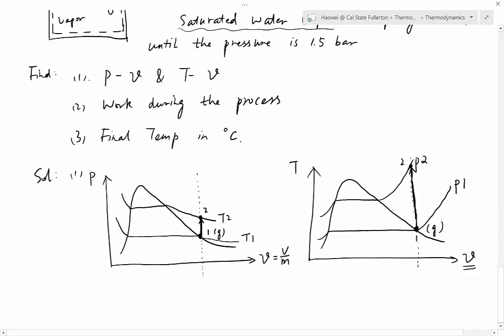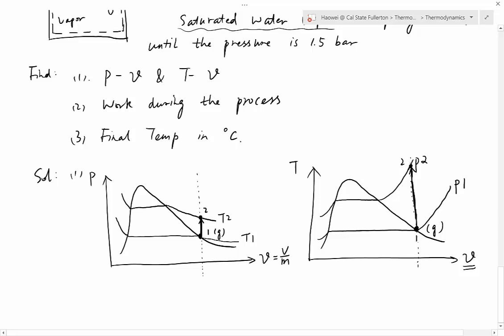Now you can easily tell what the phase of number 2 is, because number 2 is located to the right side of the vapor dome, so it must be superheated. Okay, so now we've done the two diagrams and also we've proved the phase of point number 2 must be superheated water vapor.